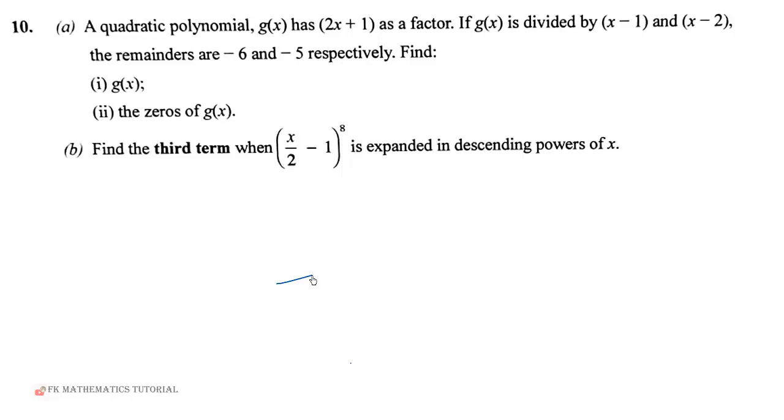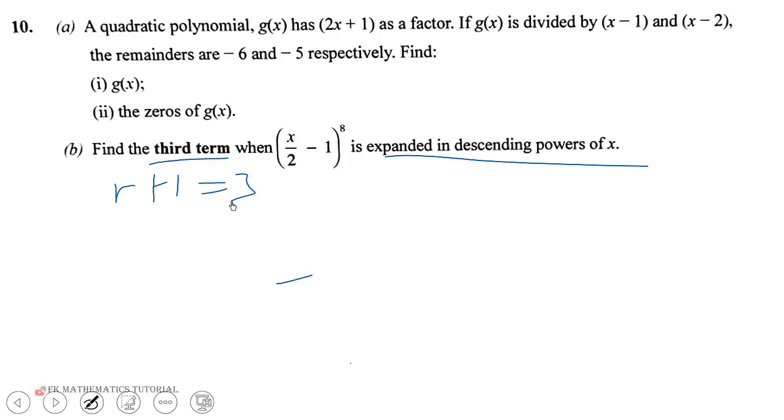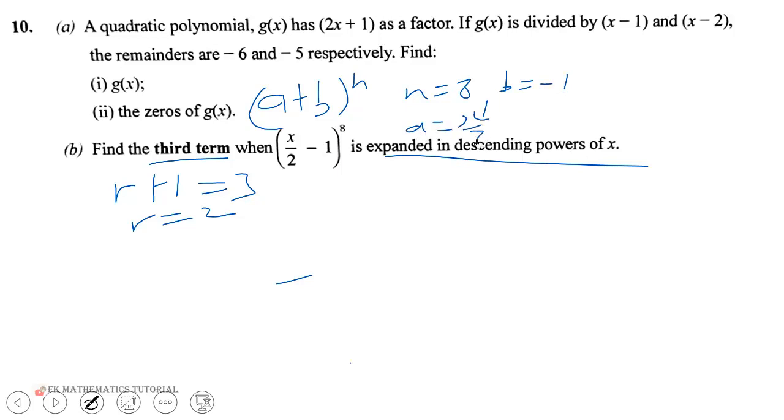So the B part of the question says we have to find the third term when x over 2 minus 1 exponent 8 is expanded in the descending powers of x. So the third term is the r plus 1 of them equal 3. So r will be equal to 2. Now comparing this to a plus b exponent n, we have n to be equal to 8. Then we have b to be equal to negative 1, a to be equal to x over 2.